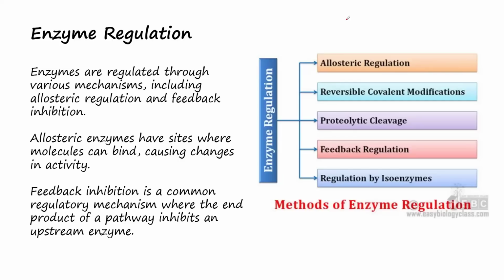And then the next thing is reversible covalent modification. Some of the enzymes on their own are inactive, so they need a particular group to attach to them or a particular group to be removed from them. For example, some enzymes are inactive until they undergo methylation, that is addition of a methyl group, or addition of a phosphate group. So that is a covalent modification.